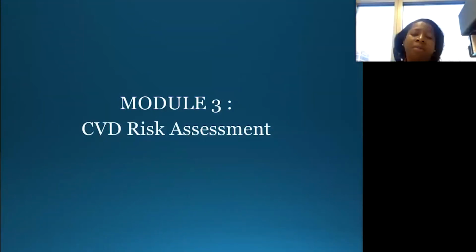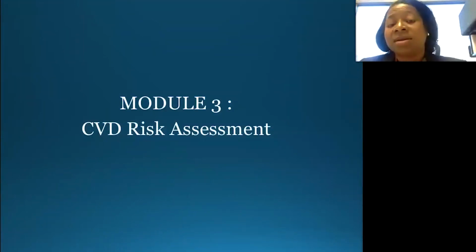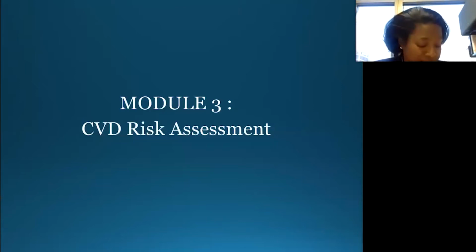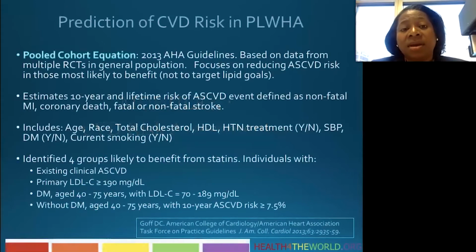So the next part of our talk will focus on assessing CVD risk. So we've shown that there are multiple factors that contribute to increased cardiovascular disease risk for our patients. And how do we assess this and what can we do about it? So first, looking at CVD risk assessment.